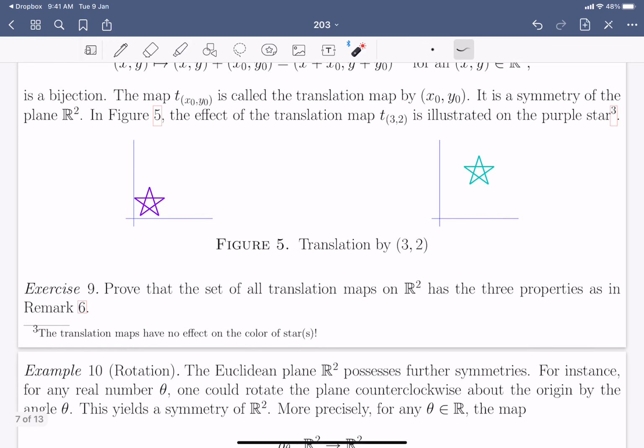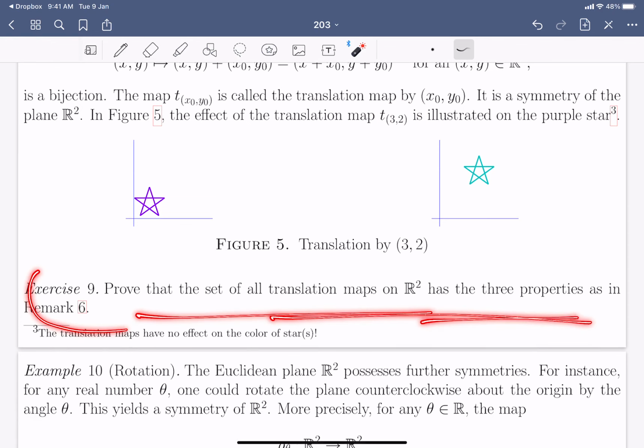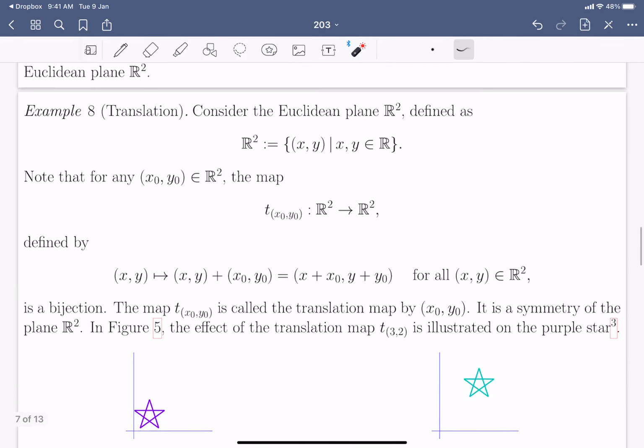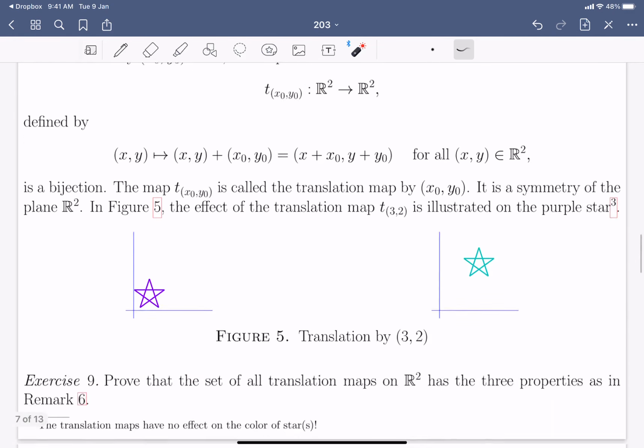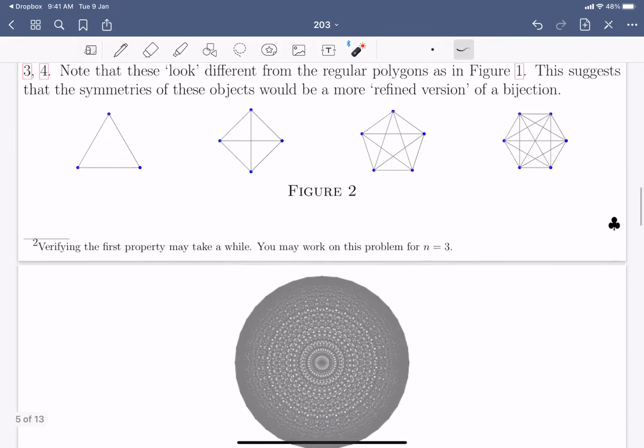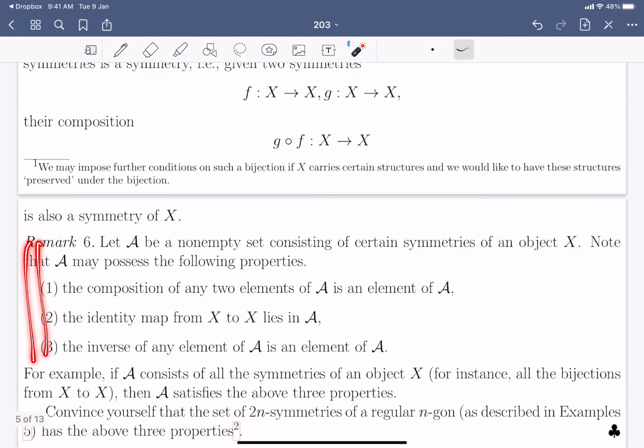Please try to convince yourself that these translations of R2, the collection of all these maps, satisfy all these properties that we are trying to have.